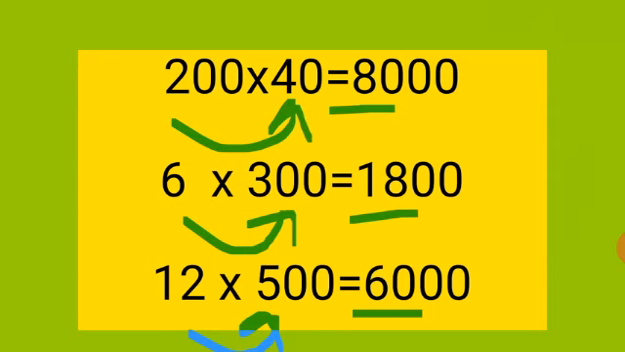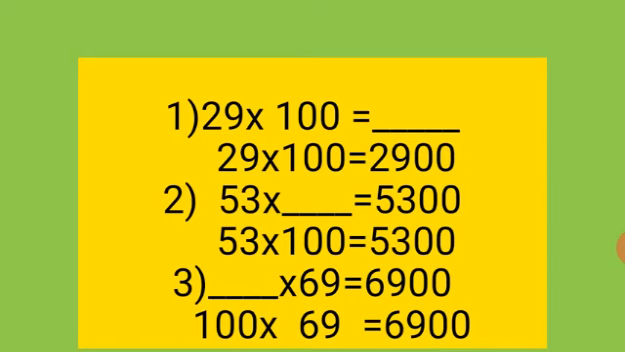And the next question is 12 into 500. Again what you have to do, either you can read the table of 12 or 5. 12 fives are, or 5 12s are, that is 60. Now one zero is already there with 12 fives are 60, so the next two zeros of 500 will be written, and now the product is 6000.